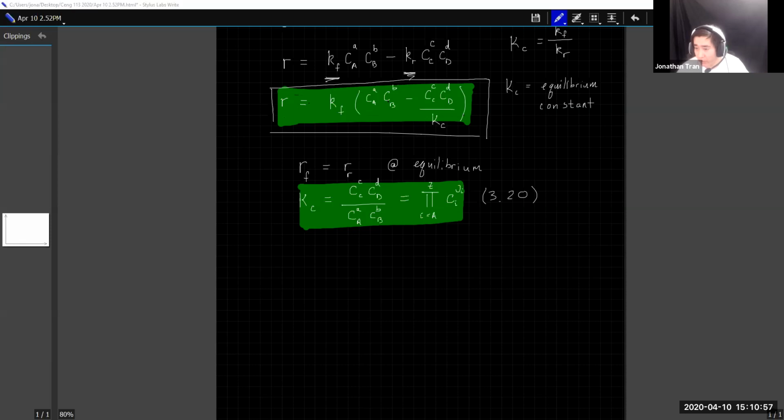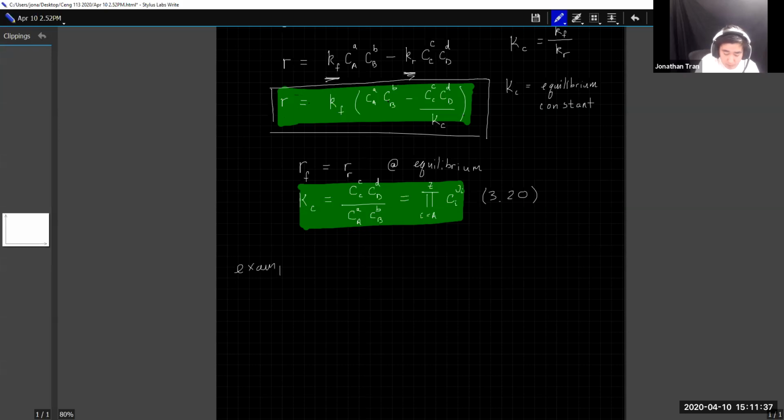So question, does R_F equal R_R mean that the reversible rate is equal to 0? Not quite. It just means that they're equal to each other. It doesn't mean that they're 0. If you have a system at equilibrium, that simply means that the rate of the forward reaction and the rate of the reverse reaction are equal, not that they're 0. Because if they're 0, then the reaction stopped. It's just that the switch between product and reactants are equal. Okay.